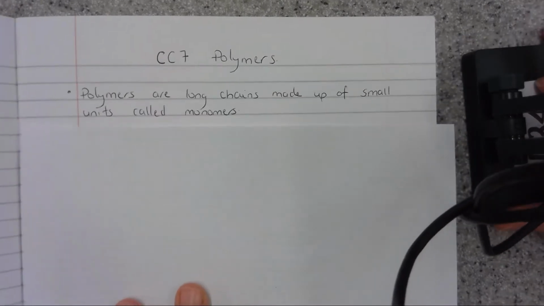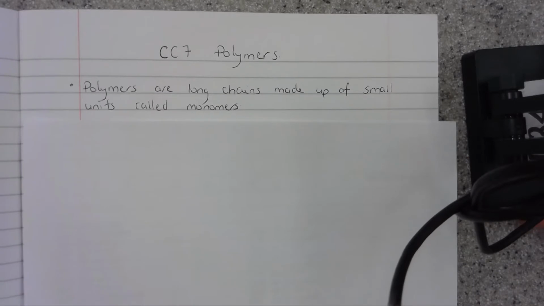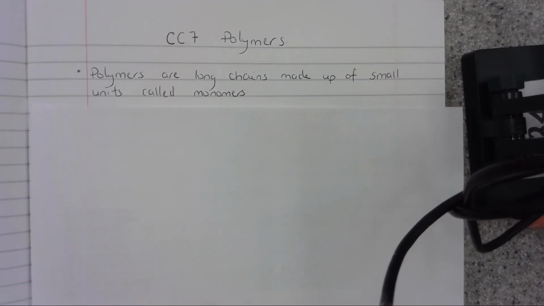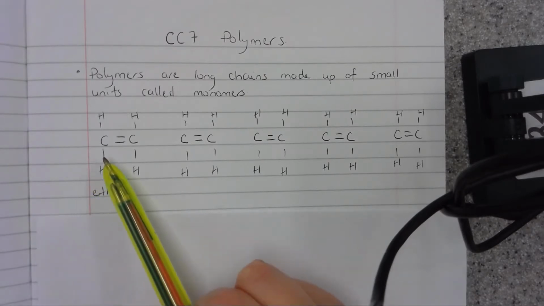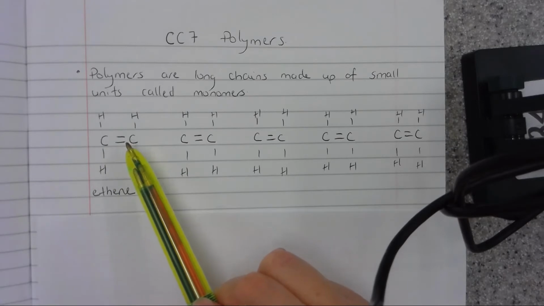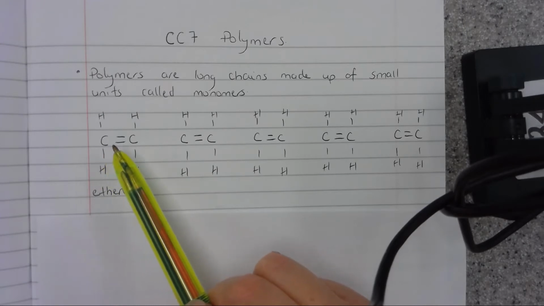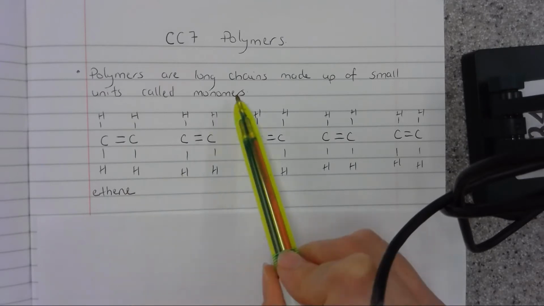Polymers are long chains made up of small units called monomers. And the easiest way to show this is just to show you an example straight away. Here are a few different examples of the small monomer ethene. So ethene is a simple molecule, okay? I know that because I've only got non-metals, carbon and hydrogen, so they are covalently bonded, and I've got a known number of atoms, 2 carbons and 4 hydrogens. Ethene is a small, simple molecule, and I call it a monomer.